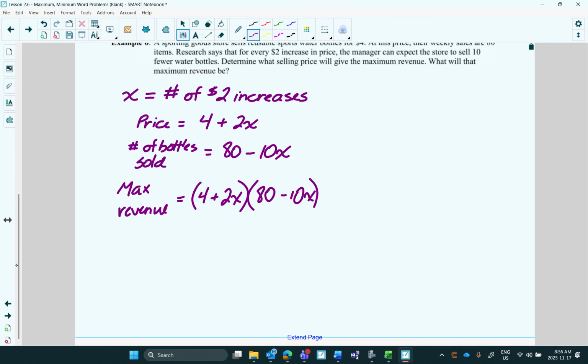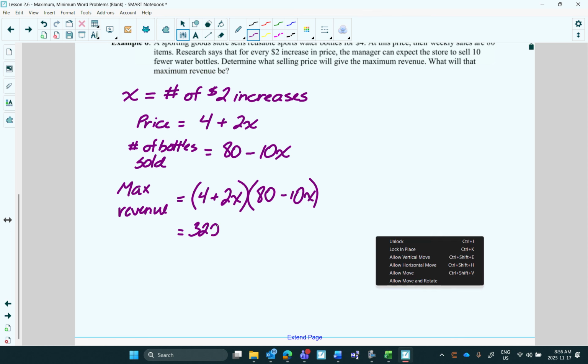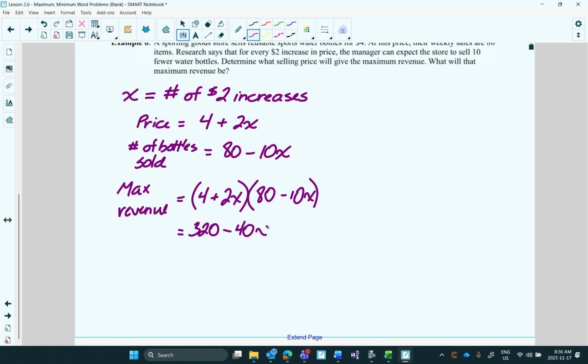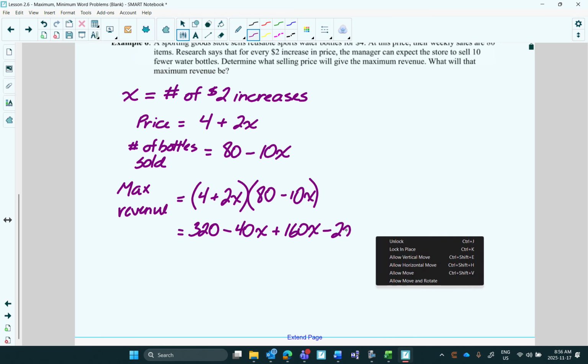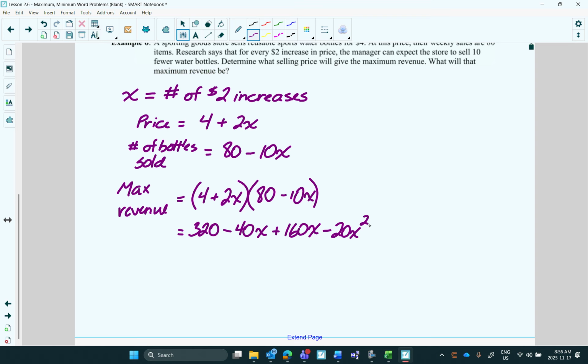And then I have to multiply all that out and rearrange it, put it in proper standard form, so I can get the X versus X. So 320 minus 40X plus 160X minus 20X squared. The squared term first, so minus 20X squared. Combine the X's and put them next, so plus 120X. And then the constant last, 320.